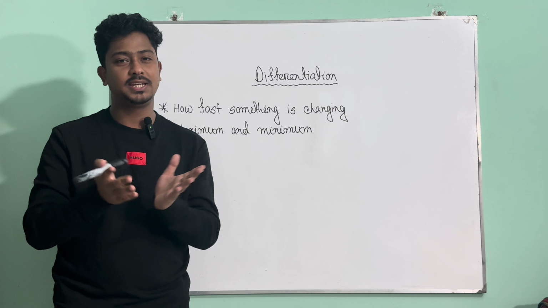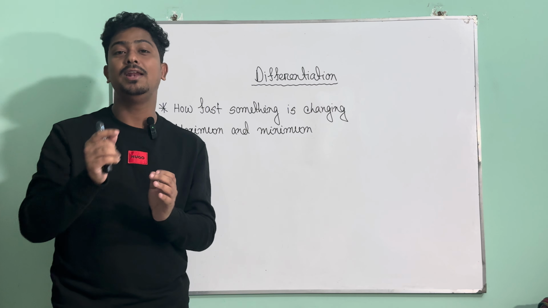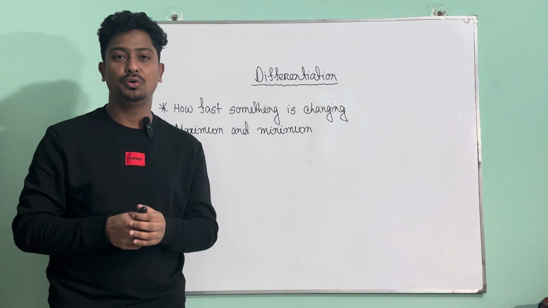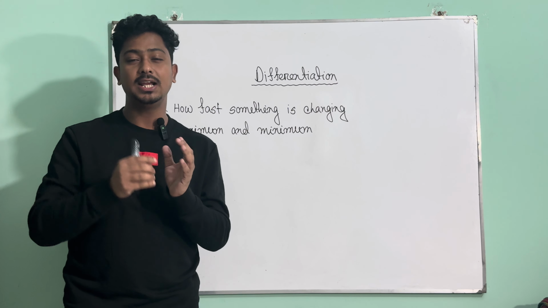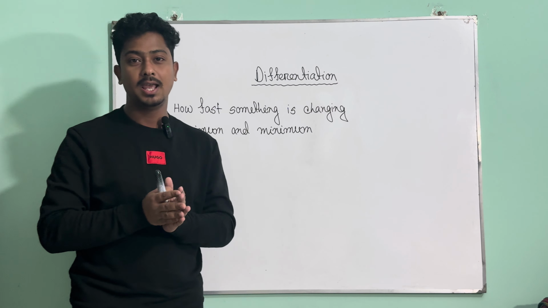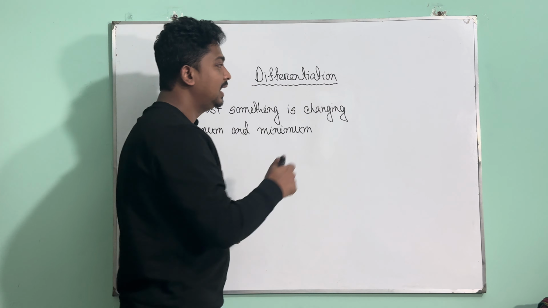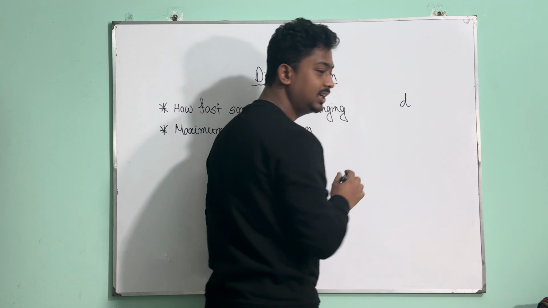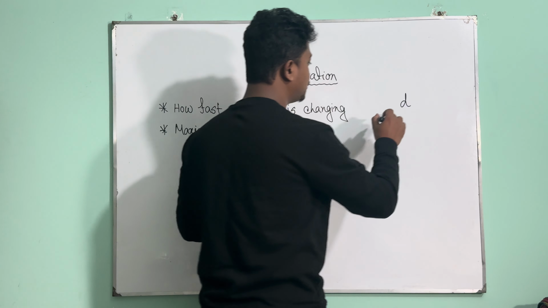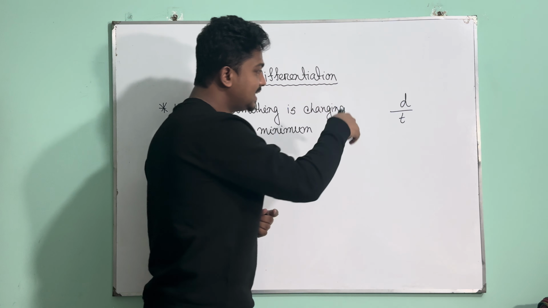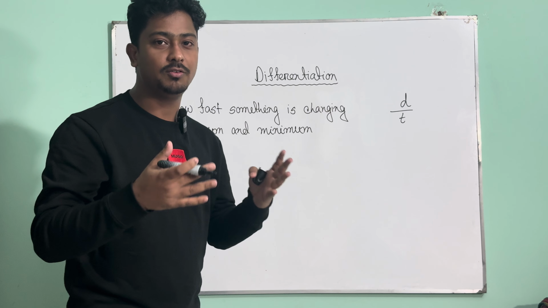Now, unit time means it can be 1 second, 1 minute, 1 hour, 1 day, or whatever in one unit, right? So, first of all, it says how fast or slow something is changing, and that means the rate of change, right? For example, let's say distance is changing with respect to time. When you say per unit time, that means with respect to time. So when distance is changing with time, what do we call it? We call it speed or velocity, right?